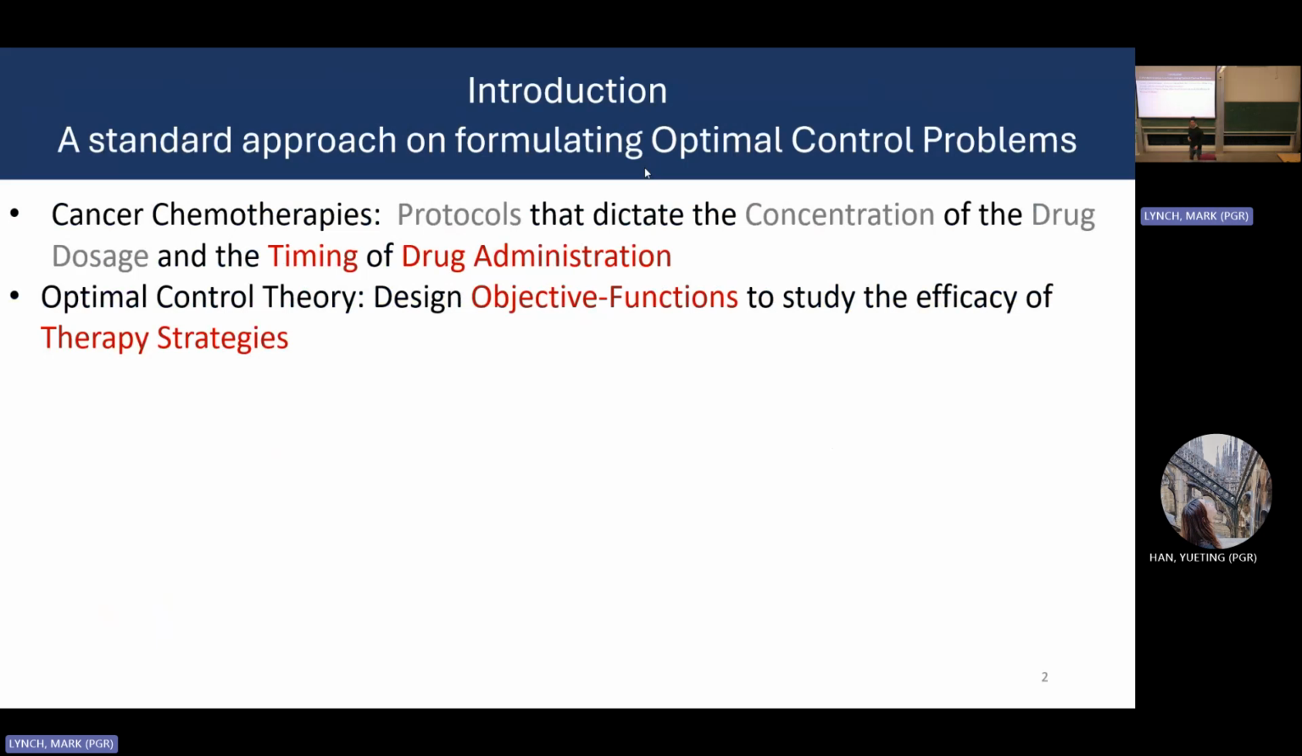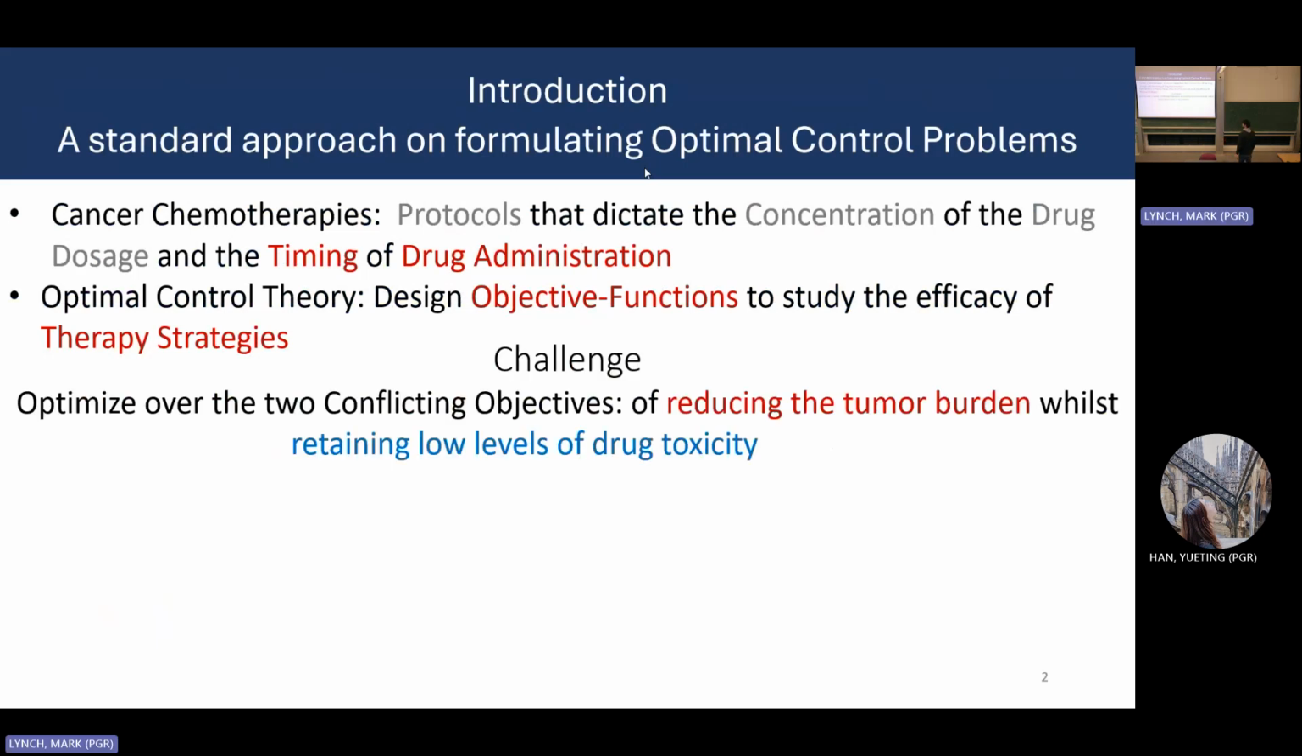So this motivates the use of mathematical optimization, such as optimal control theory, in order to determine drug regimens that optimize some therapeutic index. So a key challenge in the field is how to create objective functions that can balance the 2 competing objectives of, on the one hand, eliminating the tumor, but on the other hand, retaining low levels of drug toxicity to make the treatment sustainable.